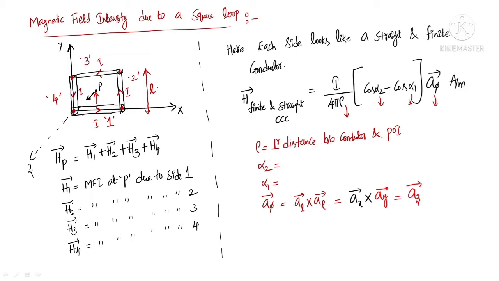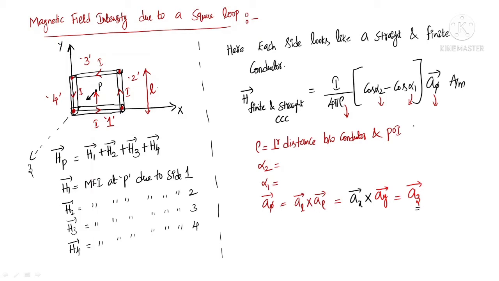If you keep your right hand thumb in the direction of current here and curl your remaining four fingers to the point P, you can observe that the field is in this direction, which is away from the paper or away from the board. This direction is nothing but positive z direction, and we also got here positive z direction. So you can find the field direction either by applying this formula, which is AL bar cross A rho bar, or by applying right hand thumb rule. Okay, now we got the field direction.